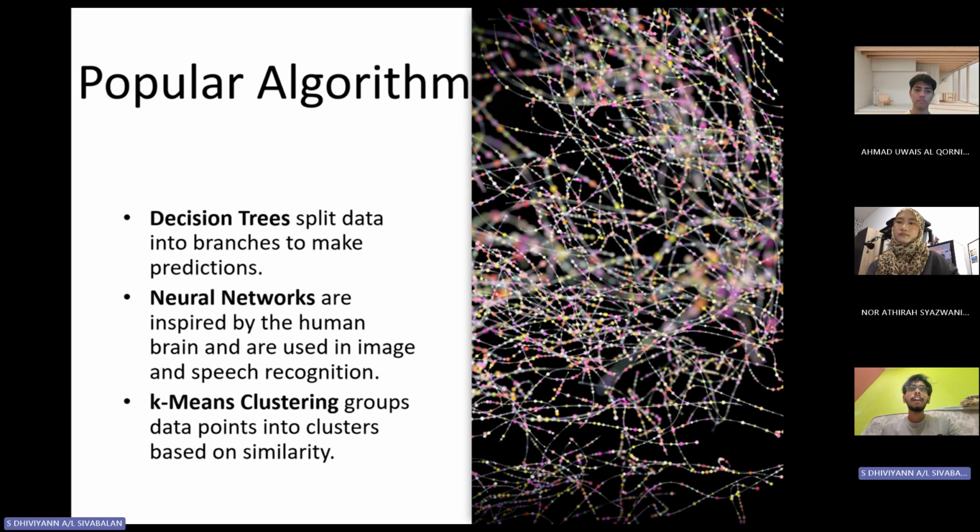There are popular algorithms throughout these machine learning types, which are decision trees, which split data into branches to make predictions, neural networks, which are inspired by the human brain, and k-means clustering, which groups data points into clusters based on similarities.